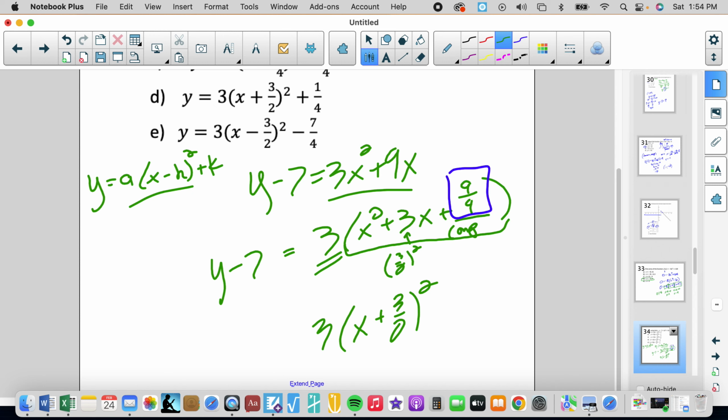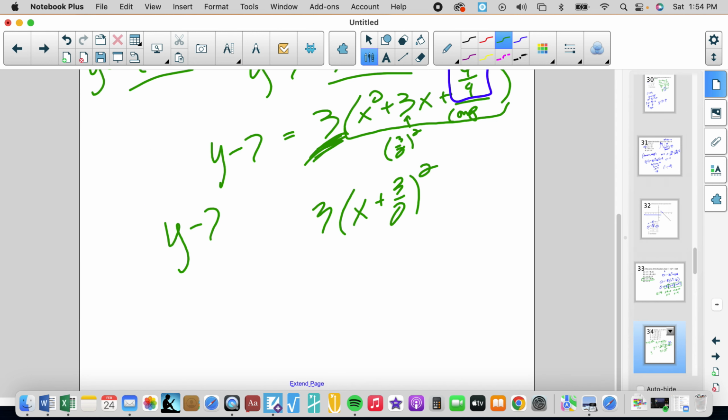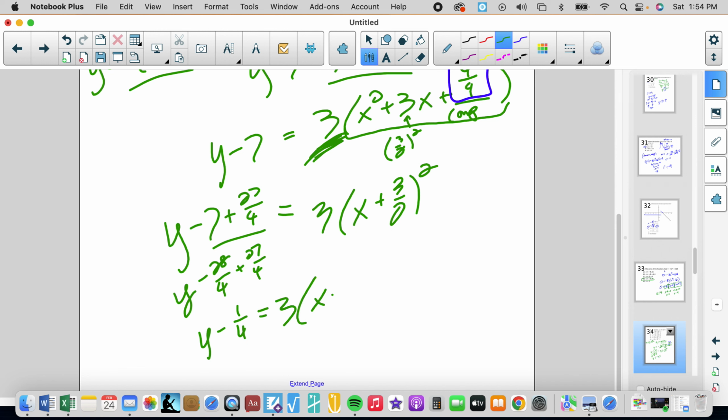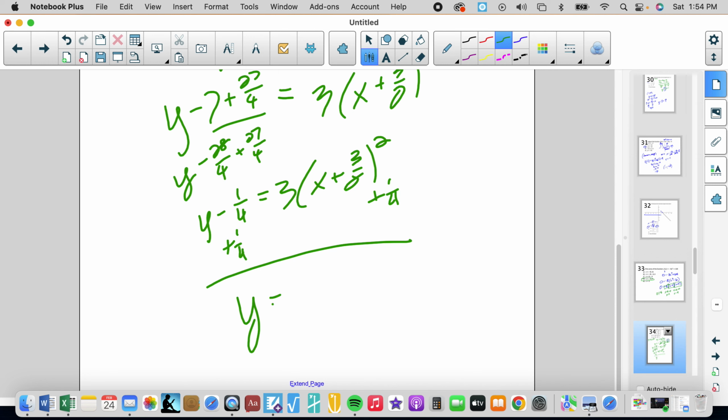So I have to do it to the other side, but I have to remember that I multiplied it by 3. So that's 27/4 that I have to put to the other side. So add 27/4 equals that. And now I'm going to combine these. That's negative 28/4 plus 27/4 equals y. That's y minus 1/4 equals 3 times quantity x plus 3/2 quantity squared. And let's add the 1/4 to move it and get y by itself. Y equals 3 times the quantity x plus 3/2 quantity squared plus 1/4.